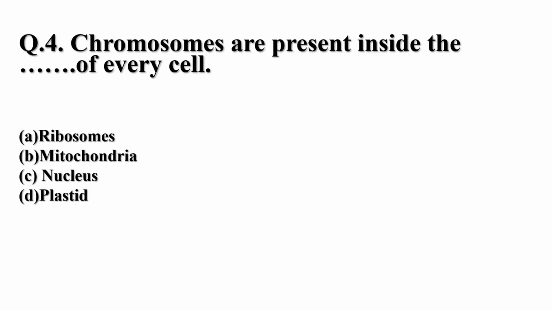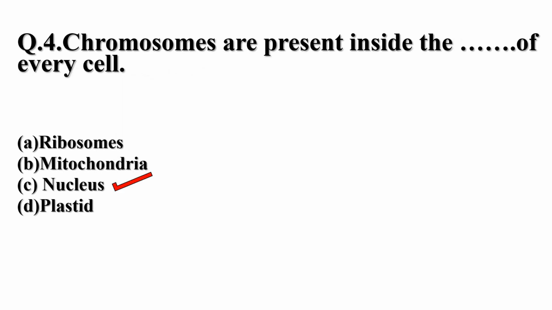Question 4. Chromosomes are present inside the dash of every cell. Option A, ribosomes, B, mitochondria, C, nucleus, D, plastid. The right answer is C, nucleus.